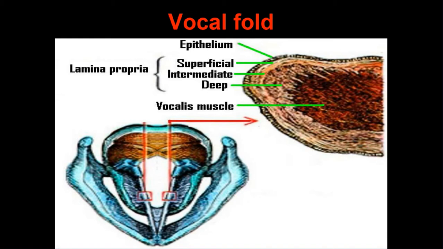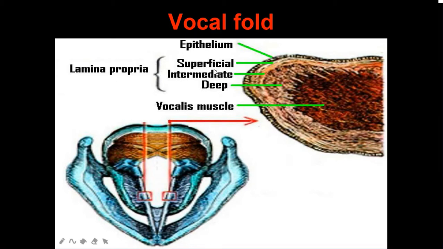If you see the structure of the vocal cord or vocal fold, you can see three layers. Epithelium, which is made up of stratified squamous epithelium. Just below the epithelium, there is a space within the vocal cord called the Reinke space. There is loose areolar tissue within the vocal cord just below the epithelium. So that is the Reinke space.